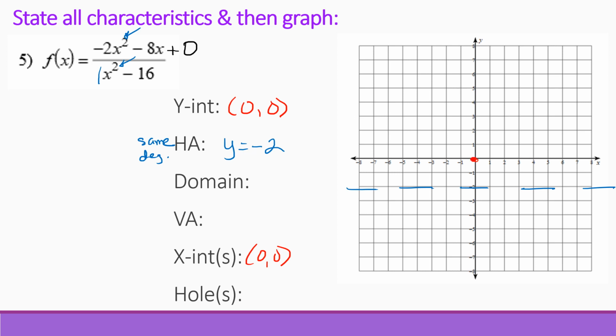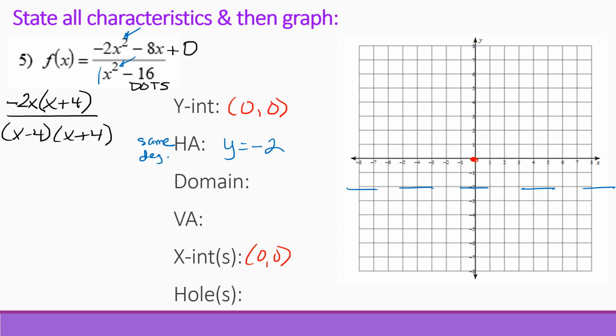It's the origin. All right, let's factor everything. In the numerator, I recognize there's a GCF of -2 and x. So -2x is factored out. That will leave me with x plus 4. In the denominator, I hope you recognize that this is a difference of two squares. x squared minus 16 factors to be (x minus 4) multiplied by (x plus 4).